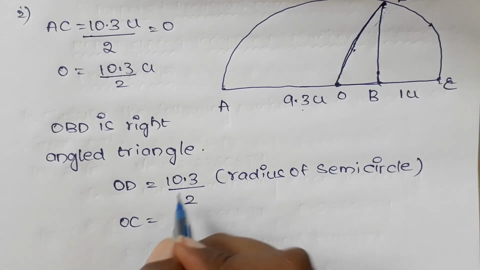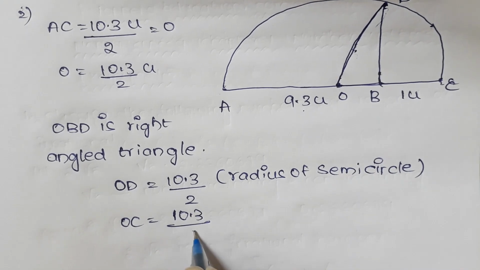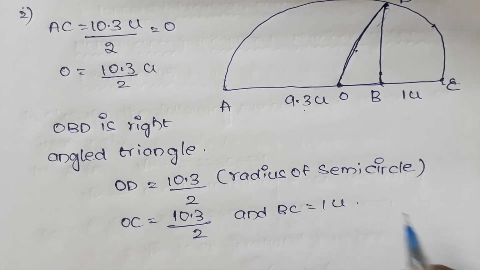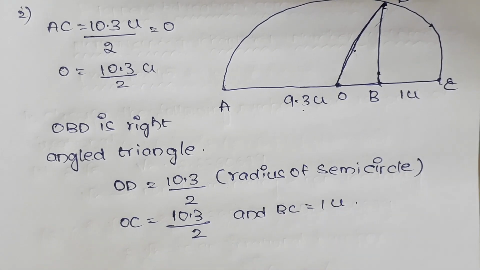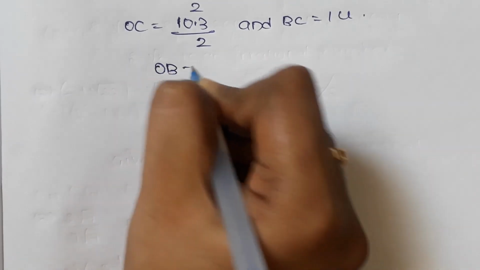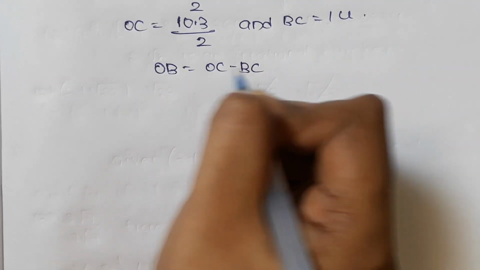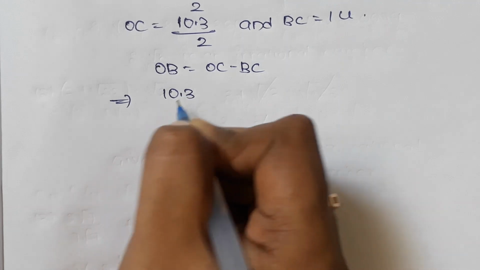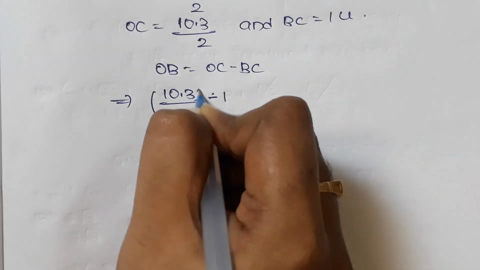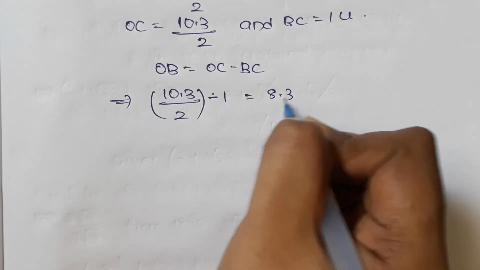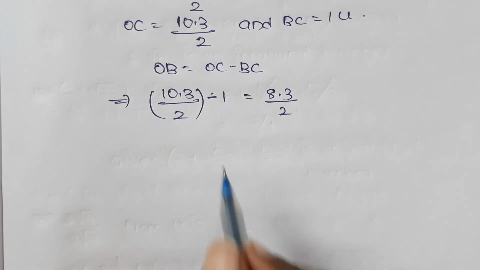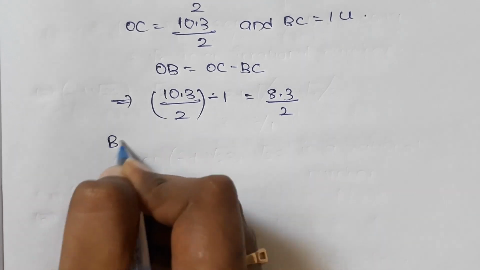And OC is also 10.3/2 and BC is 1 unit. Now by using the Pythagoras theorem, let us solve. We know that OB equals OC minus BC, that is 10.3/2 minus 1, that equals 8.3/2. Here 8.3/2 is nothing but OB.